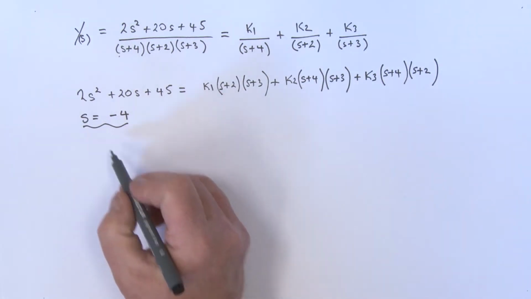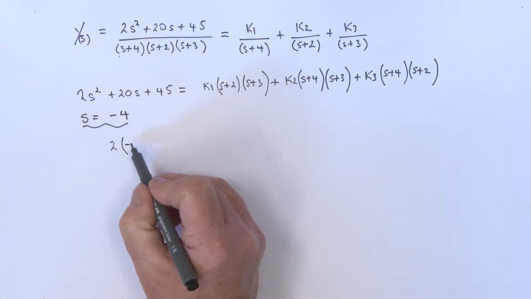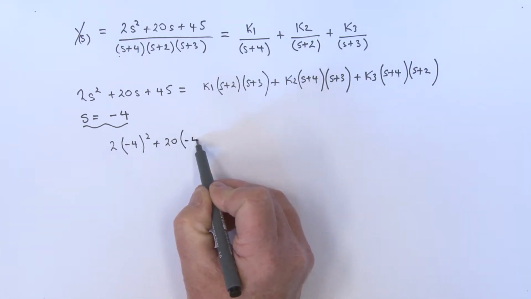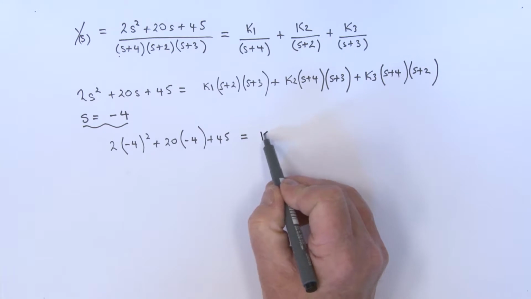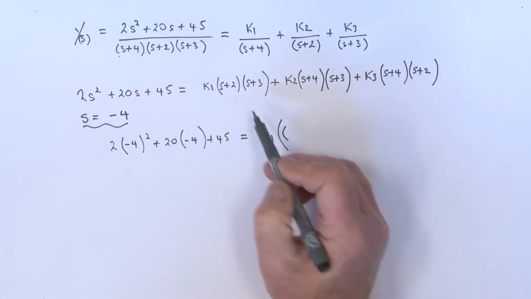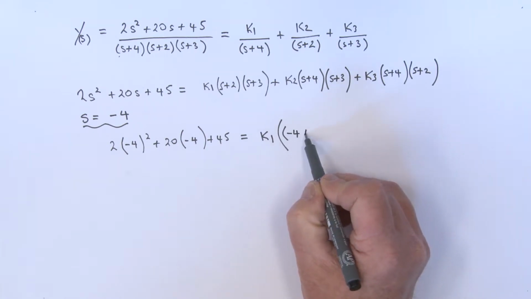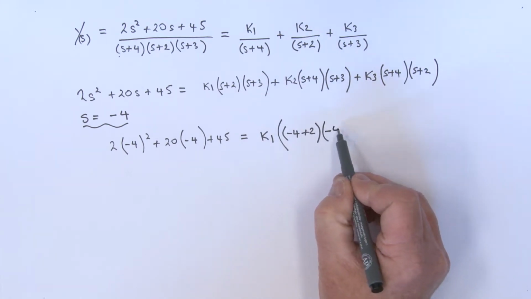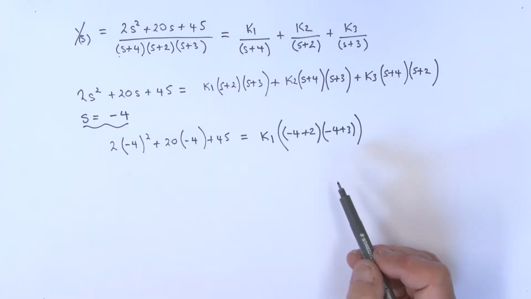So let's do this. What we have is 2, and I'll put a bracket here because this is a minus 4, and we're going to square it, plus 20 times minus 4, plus 45, and that is equal to the K1 term. Open a big bracket, and we've got minus 4 plus 2, close that bracket, multiplied by minus 4 plus 3. We close that bracket like so. All right? So that's what we've got.